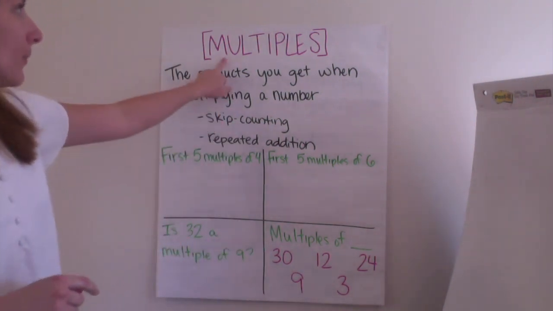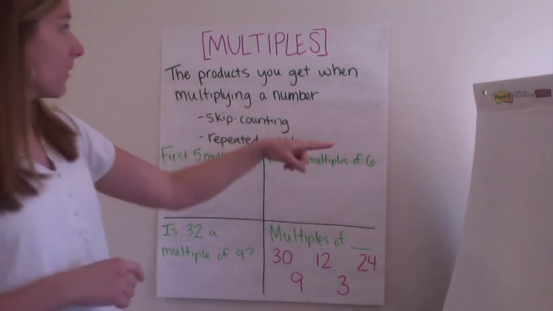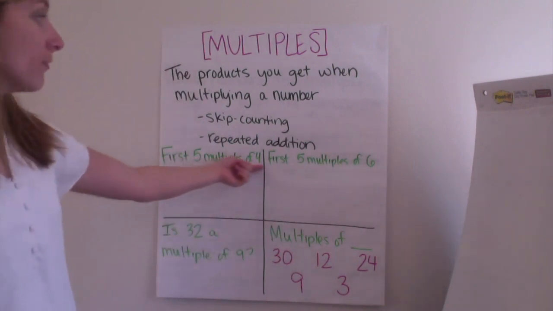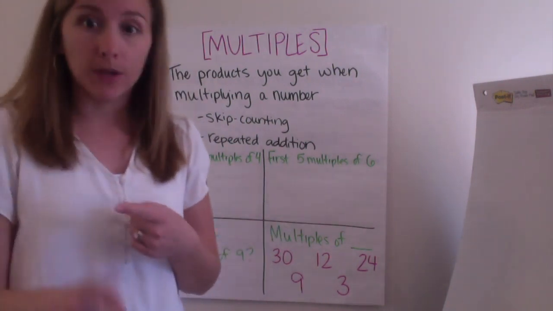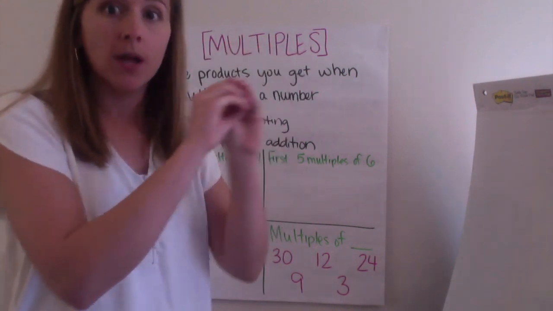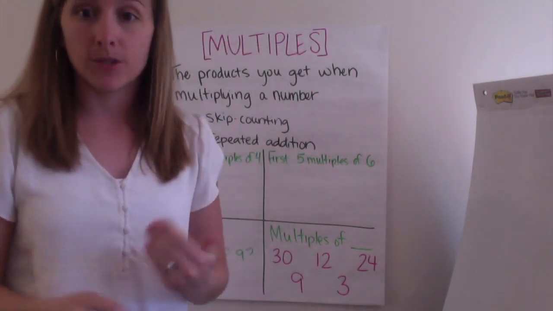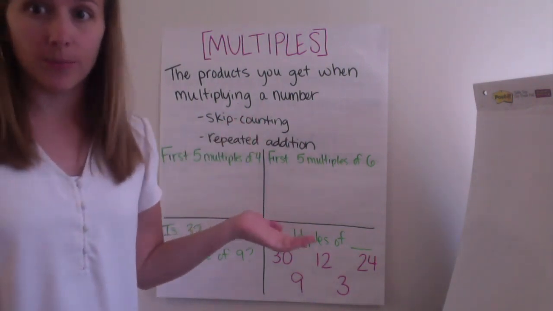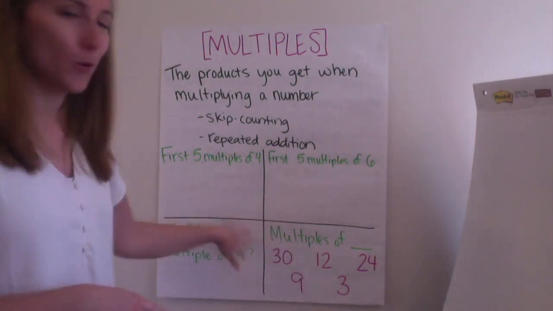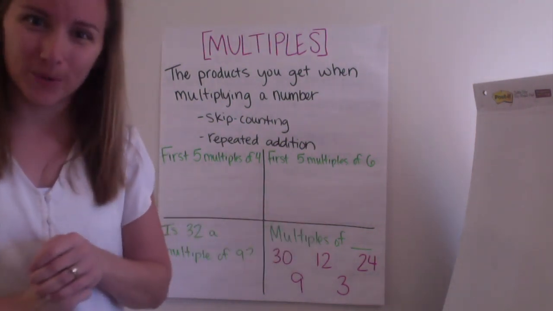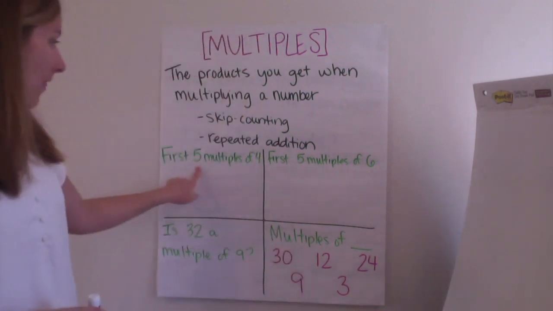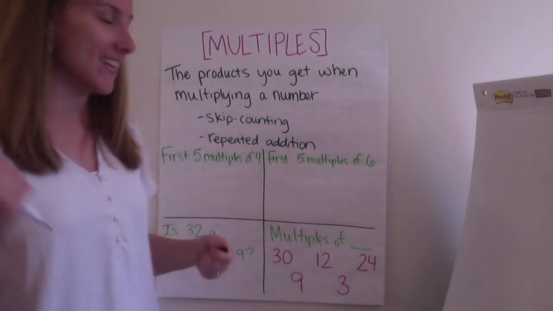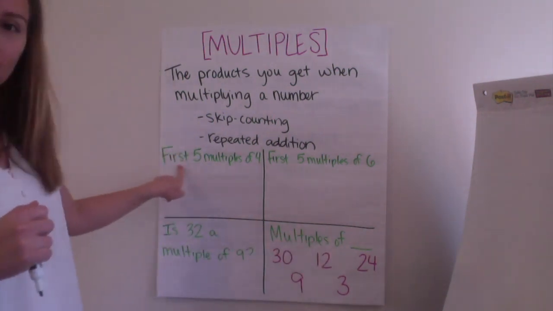Again, a multiple would be the product that you get when multiplying a number. So let's say I pick the number 4. If you continue to do 4 times 1, 4 times 2, 4 times 3, those are going to get you your multiples. Like I said, it's your skip counting, your repeated addition. So we're going to do some quick examples here just to refresh your memory, and get some practice in.